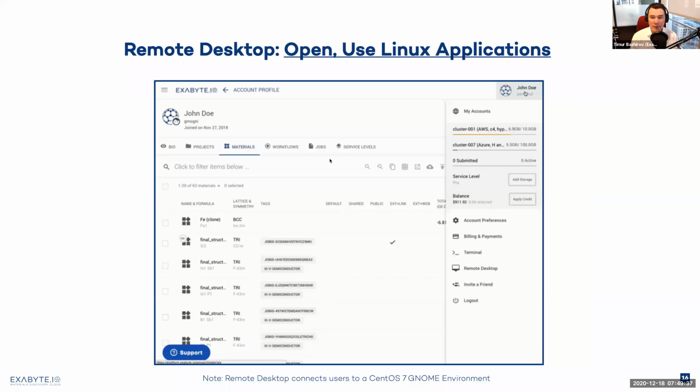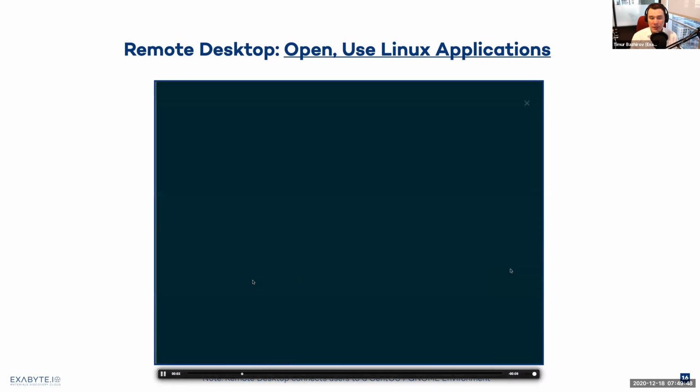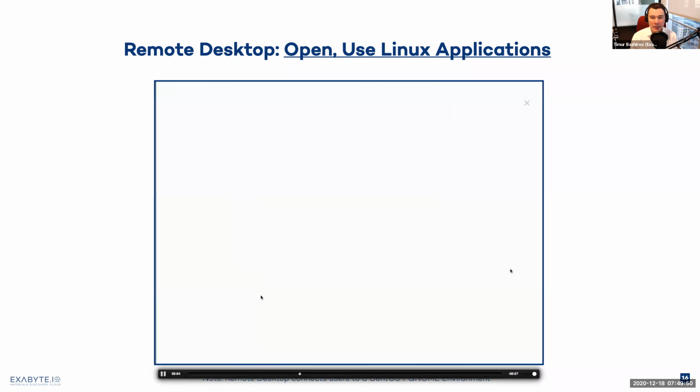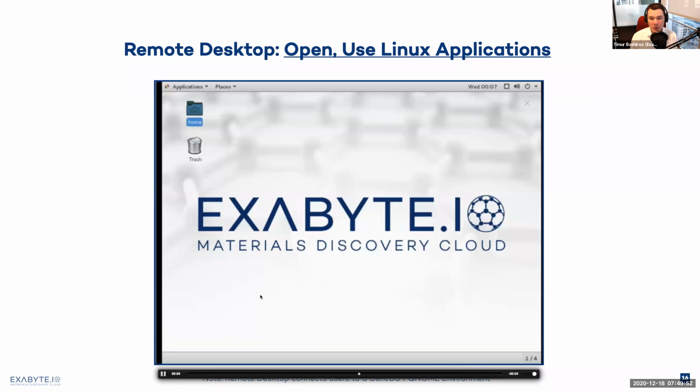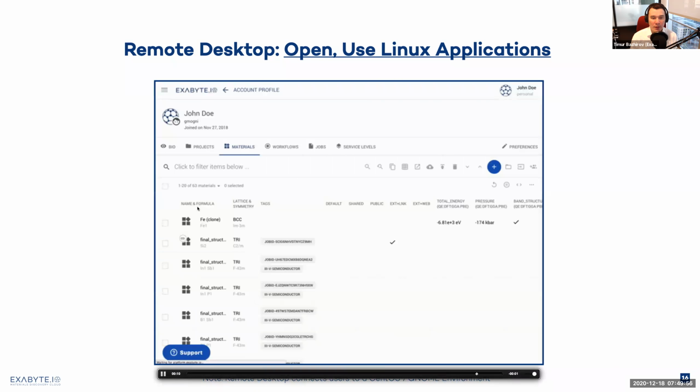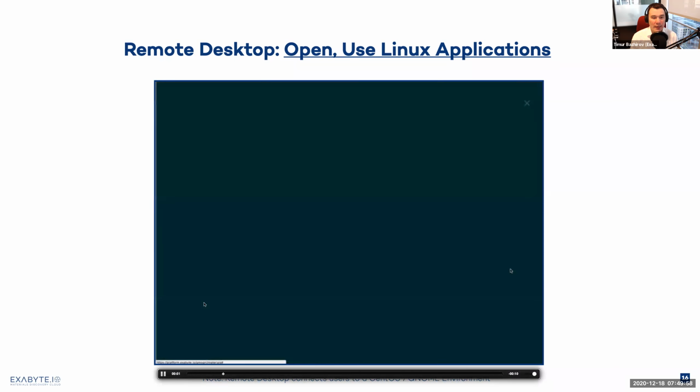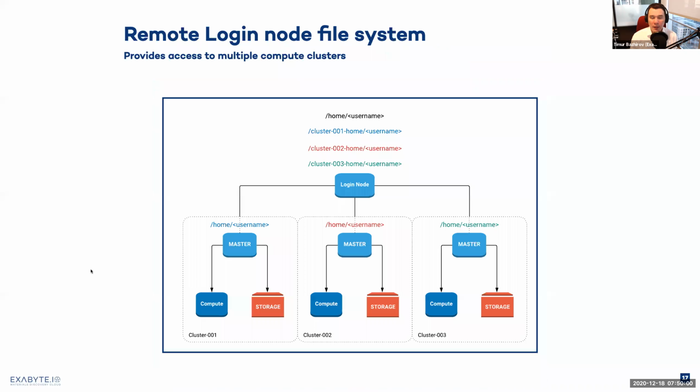On the remote desktop, we can utilize the graphical interface for Linux operating system, and we can open it in the equivalent way. We open the right-hand sidebar first and select the remote desktop. And that's how we can use additional tools like VESTA or Xcrysden to do visualization and analysis.